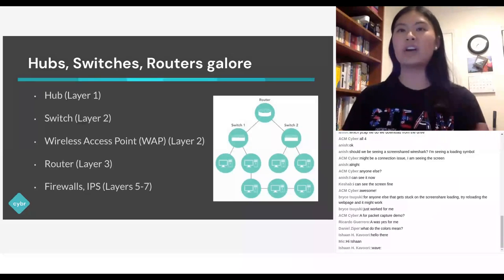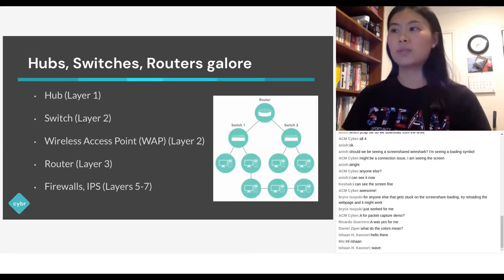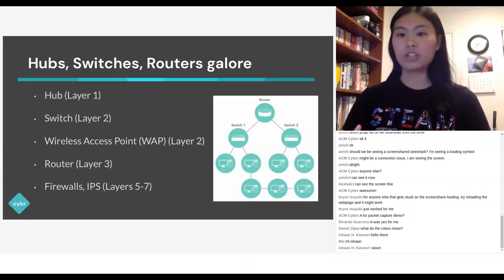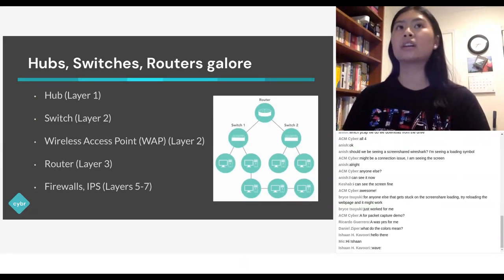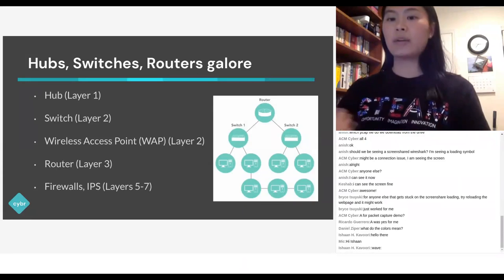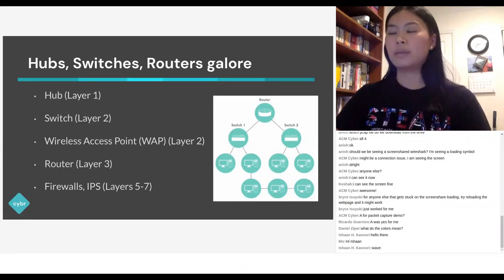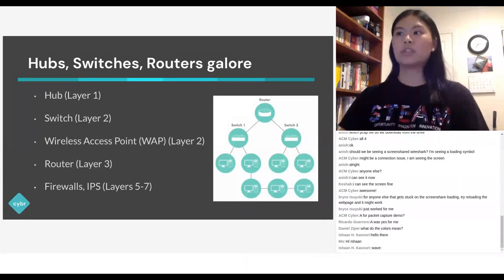Even if the packet wasn't designated for that specific host, it will broadcast it to everyone. If the host knows it's not supposed to receive it, it'll just discard the packet. But it's really inefficient in that it's one large collision domain, and that can cause a lot of collisions and problems on the network. So people don't usually use hubs anymore. They use what's called a switch.